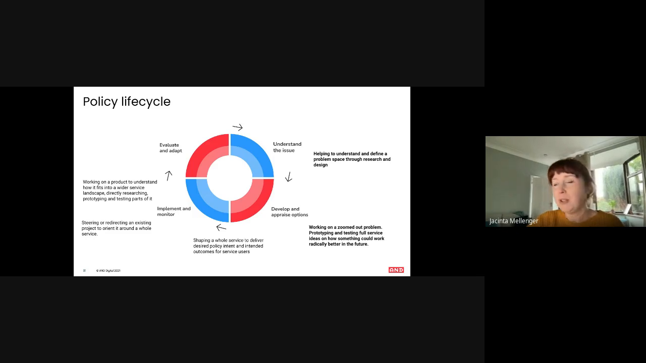So if we start with understanding the issue and developing and appraising different options. Here we're helping to understand and define the problem space, and we might be working on a very broad, zoomed out problem.